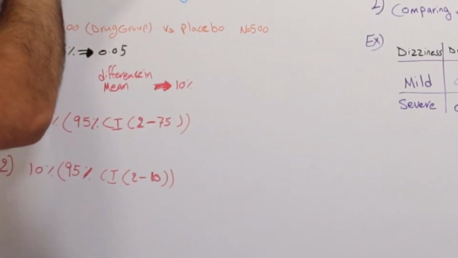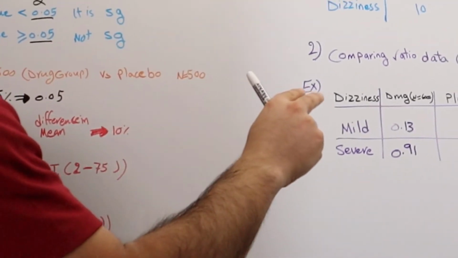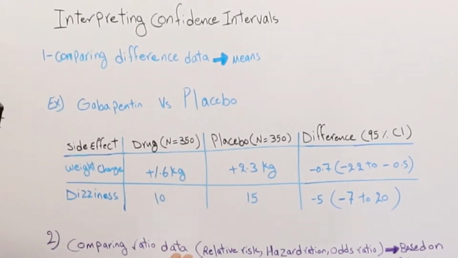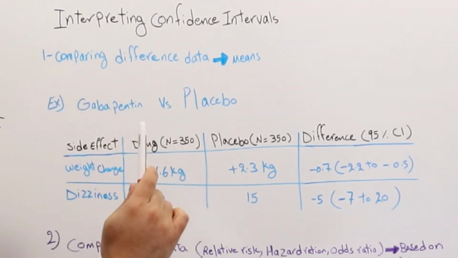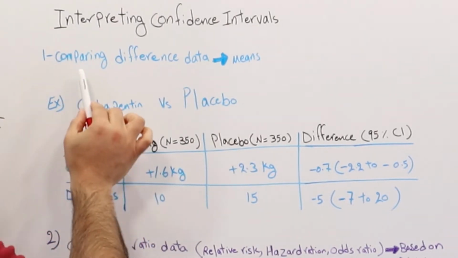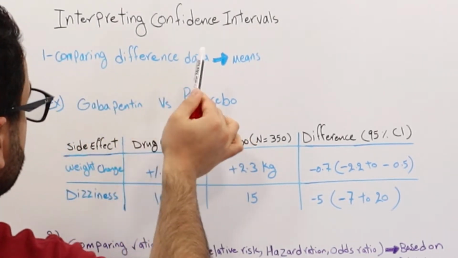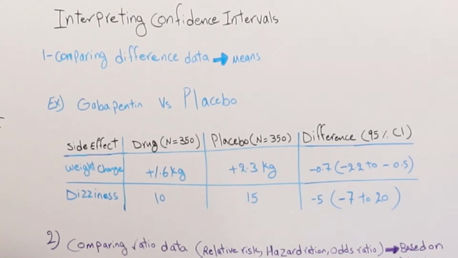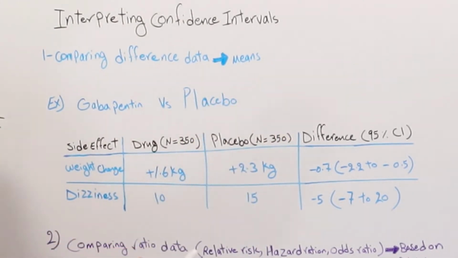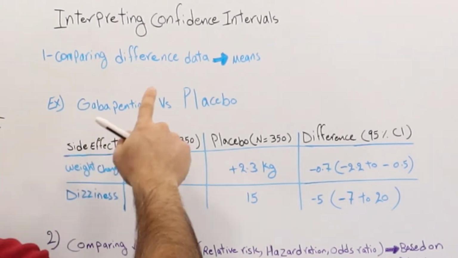So now that I have covered this, let's see how we can interpret the confidence interval. Confidence intervals can be interpreted in two ways, really depending on what the study is using to calculate the results. It all depends on what statistical methods are being used. So the first one is comparing differences in data. When I say differences, it means means. Whenever you hear the word difference, always think about the means.